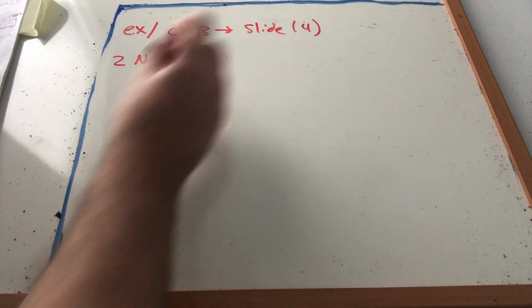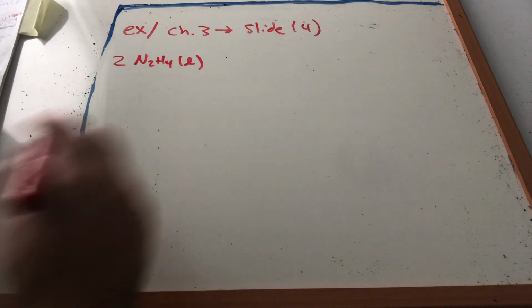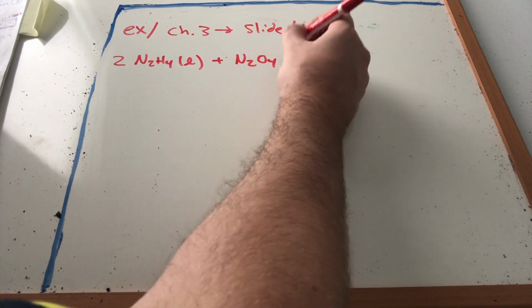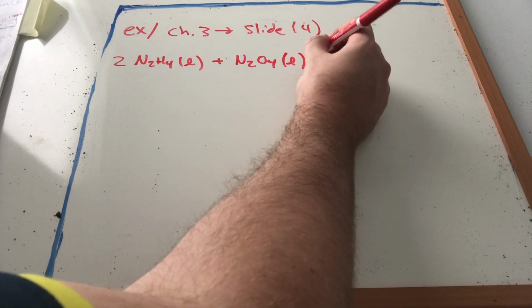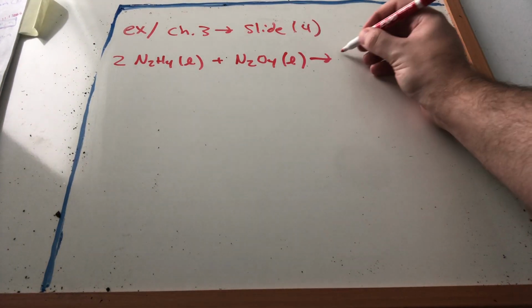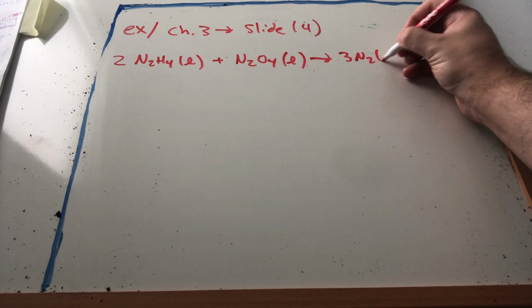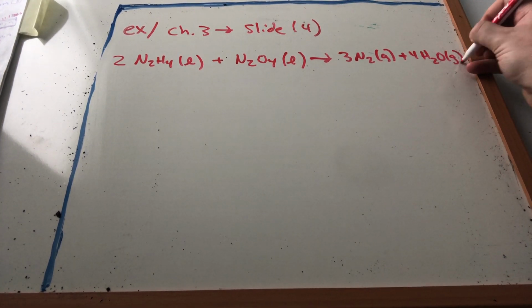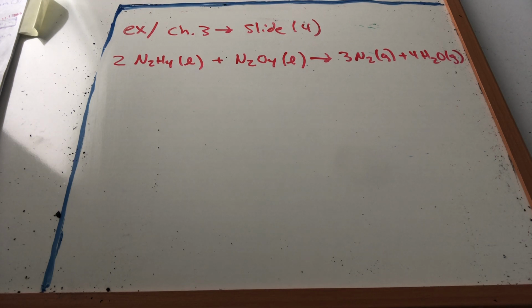So hopefully you can see that the balanced chemical reaction is 2 N2H4 liquid, and you wouldn't need to know that that's hydrazine, plus N2O4 dinitrogen tetroxide liquid gives me 3 N2 nitrogen gas and 4 H2O gas. So hopefully you're able to do that interpretation step and build a balanced chemical reaction. We still need a balanced reaction because we're still going to be asked to make predictions. We're still going to be doing conversions, so this is a necessary first step.